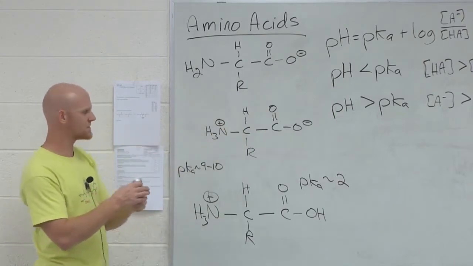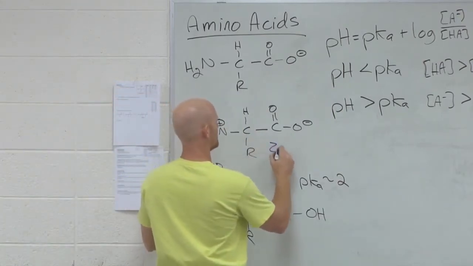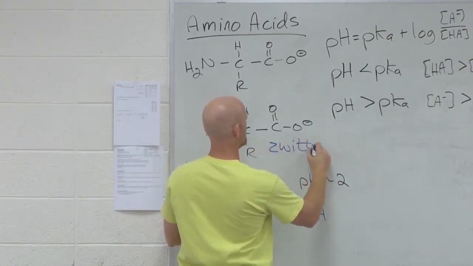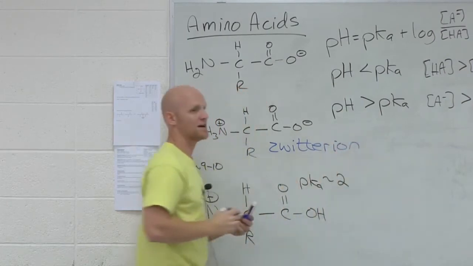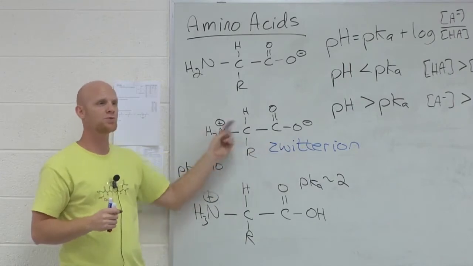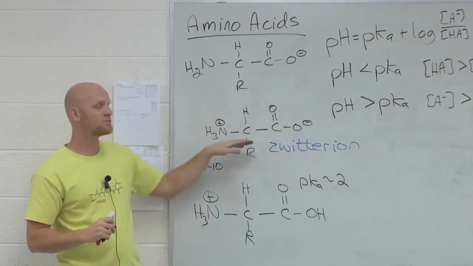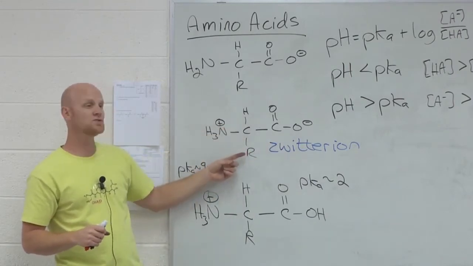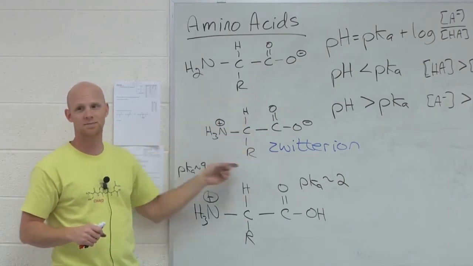What's the special name we give to this thing? Yeah, there's your Z word of the week. Zwitterion. That's a word worth knowing. It's a doubly charged, but overall neutral, amino acid here. And it's the principal form of all the nonpolar, or at least neutral, R group amino acids at pH 7.